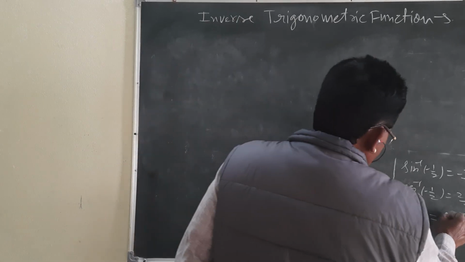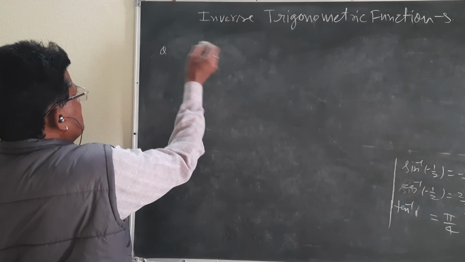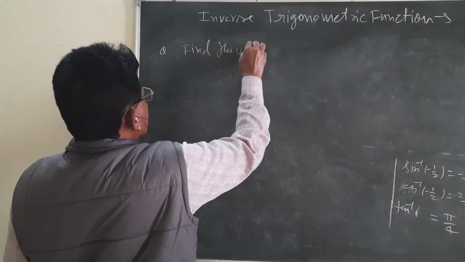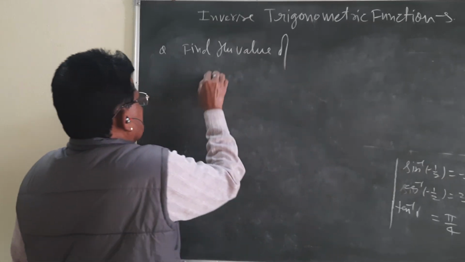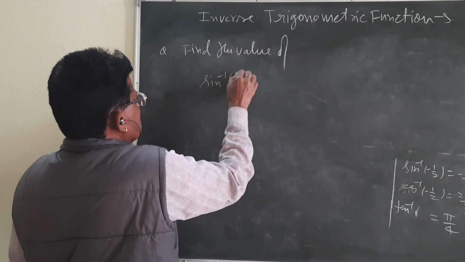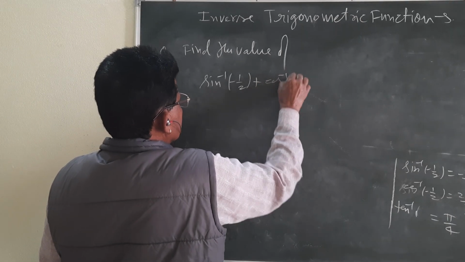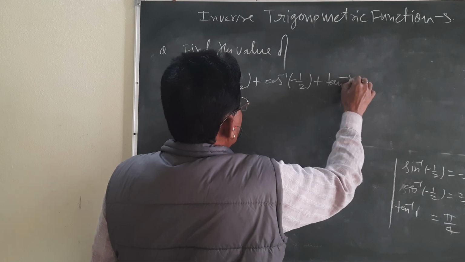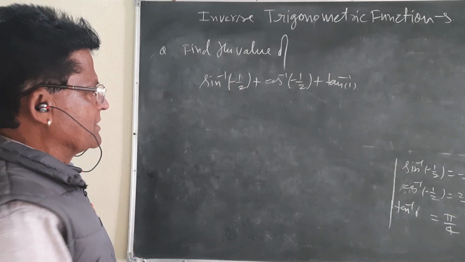As I told you, the value is 5 by 4 because we will use it. Question from your NCERT: find the value of sin inverse minus 1 by 2 plus tan inverse 1. Many times this question is asked in the CBSE examination. This question has been asked several times in the examination.